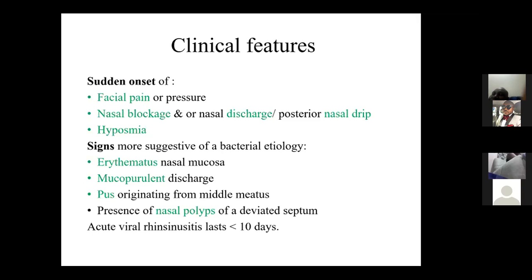There could be erythematous nasal mucosa. The nasal mucosa will be erythematous or reddish. There's also mucopurulent discharge, which could be yellowish or yellowish brown, as the case may be. Then also pus originating from the sinuses can also be noticed when there's bacterial etiology. There is also the presence of nasal polyps and also deviation of the nasal septum in this case. Now, acute viral rhinosinusitis can last less than 10 days. In some cases, if you see patients who come down with this condition lasting less than 10 days, sometimes it's very bacterial, because viral most times are self-limiting.